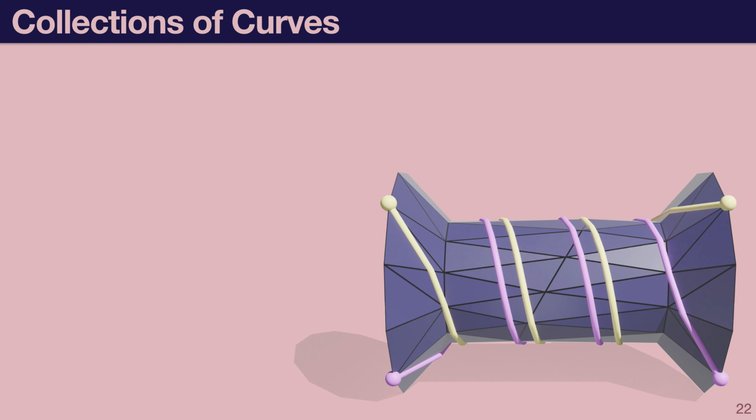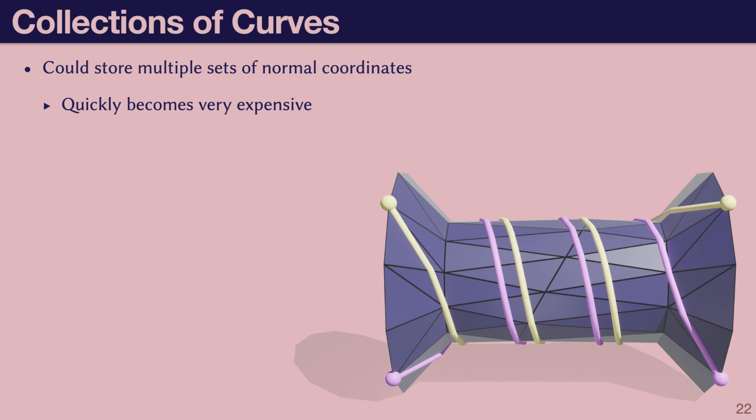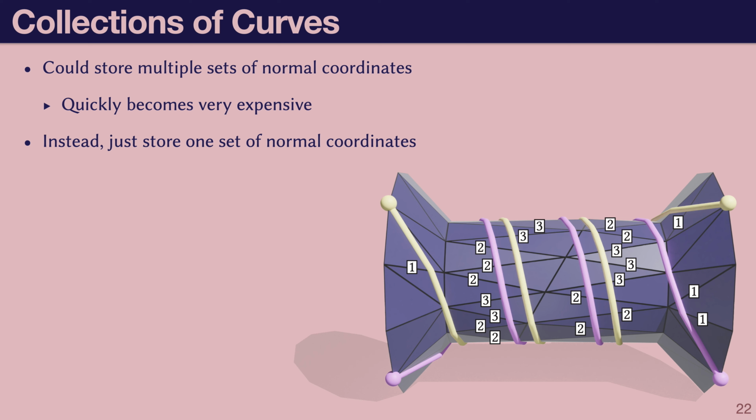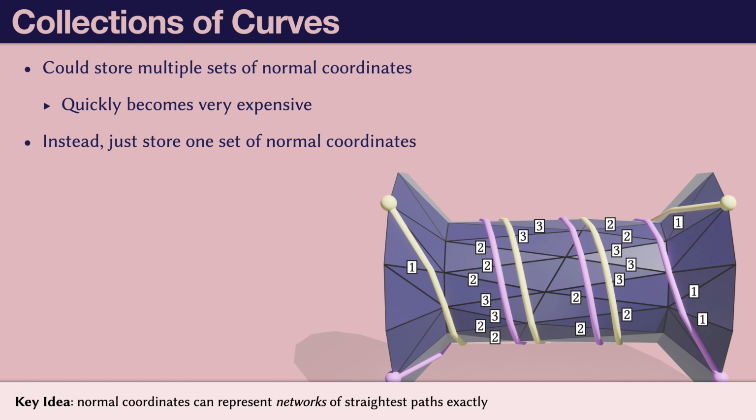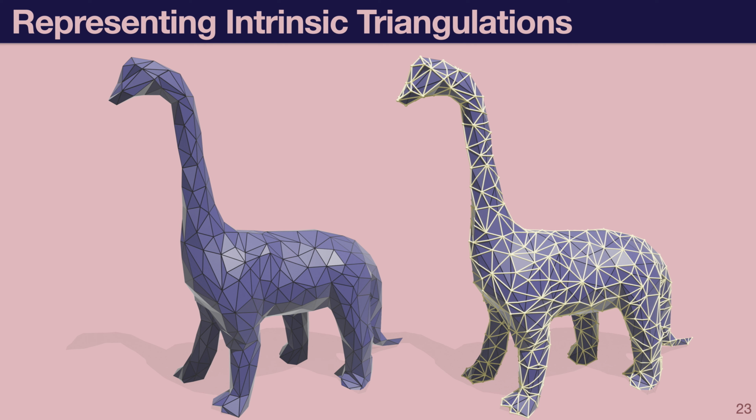Now, let's say that instead of a single curve, you have a whole collection of straightest curves that you want to encode. You could store individual normal coordinates for each curve, but this quickly becomes very expensive. Luckily, there's a better way. All we have to do is count how many times any curve intersects each edge. As long as the curves don't cross themselves or each other, this single set of normal coordinates determines the geometry of all of our curves at once. We can take any network of non-crossing straightest paths and represent it exactly via normal coordinates. And the edges of an intrinsic triangulation are precisely a network of non-crossing straightest paths. So we can store all of these edges using just one integer per mesh edge.